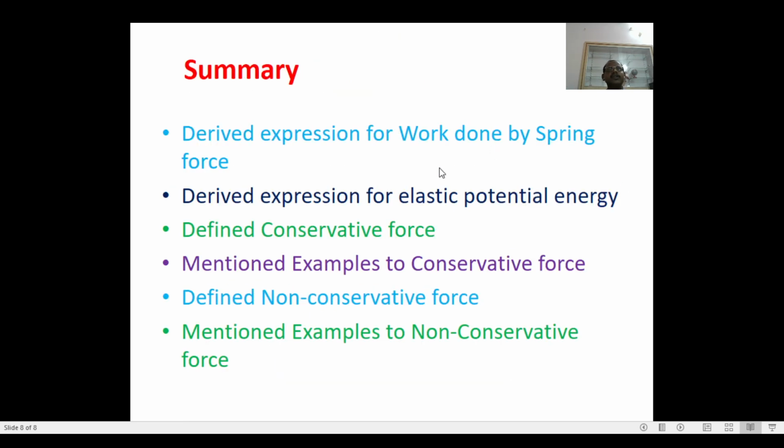Summary. So far, we derived the expression for work done by spring force, derived the expression for elastic potential energy, defined conservative force, mentioned examples of conservative force, defined non-conservative force, and mentioned examples of non-conservative force.